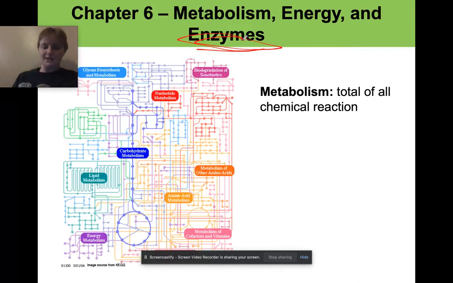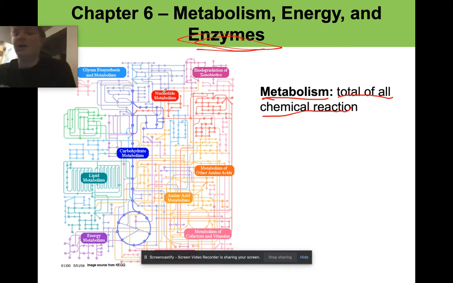So before we get started, you should know the definition of this really important word, which is metabolism. So everybody, please say metabolism. Metabolism is the total of all chemical reactions that are going on in your body and in your cells. So you can have cellular metabolism, and that would be the metabolism of a single cell, or you can have your body's metabolism, which is the metabolism of all of the cells in your body.